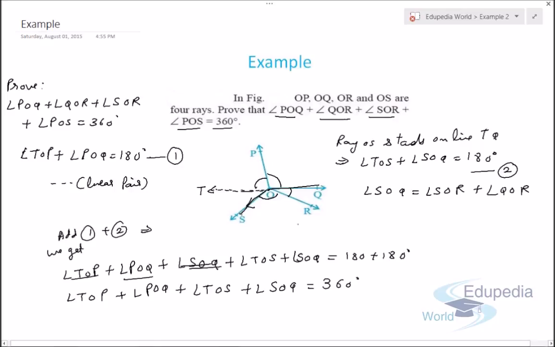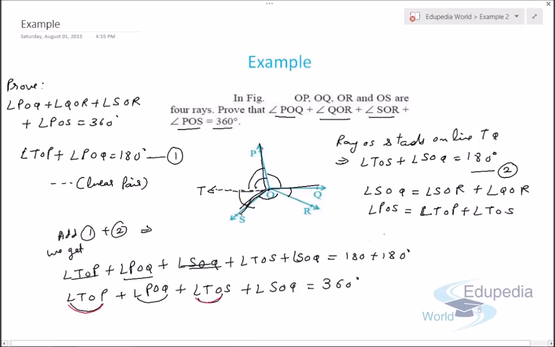Now let's see what we need. We need POQ, we got POQ. We need QOR, we have to find QOR. We need SOR, again we need SOR. We need POS. Now if we consider this angle POS, it can be divided into two angles, this angle plus this angle. So it can be written as angle TOP plus angle TOS.